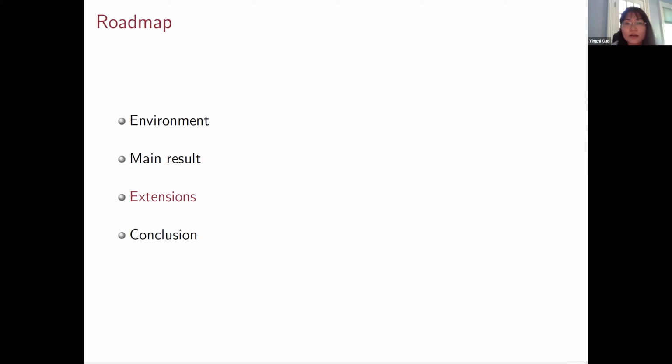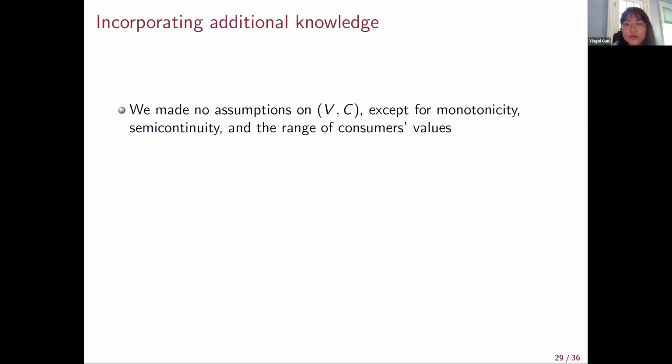Okay, so in the extension, what we are going to talk about is how we incorporate additional knowledge about the demand and the cost. So far, we have made the assumption that the regulator doesn't know anything except that the consumer's value is above 0 and below V upper bar. In reality, you can imagine that the regulator has some knowledge about the cost function, or some knowledge about the demand function of the firm. In this case, we can extend our analysis very easily to this environment.